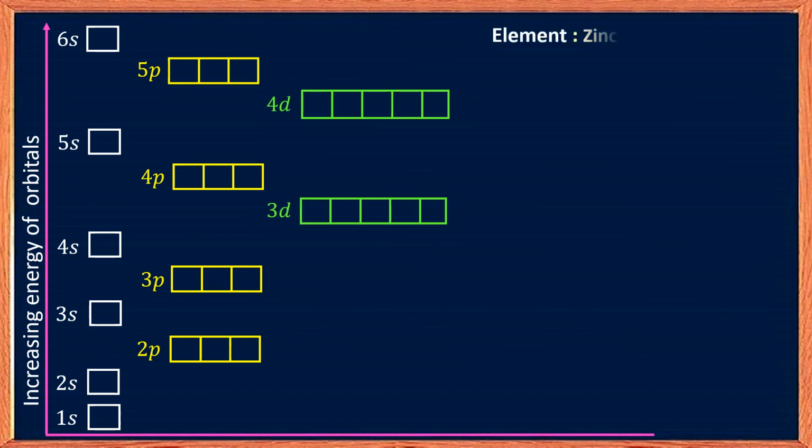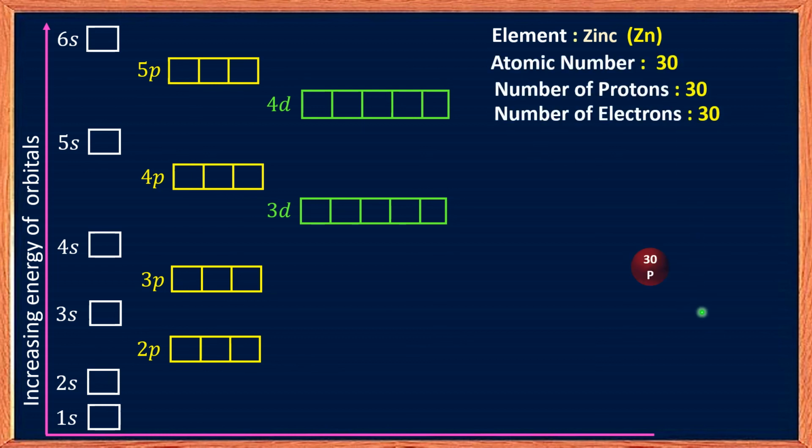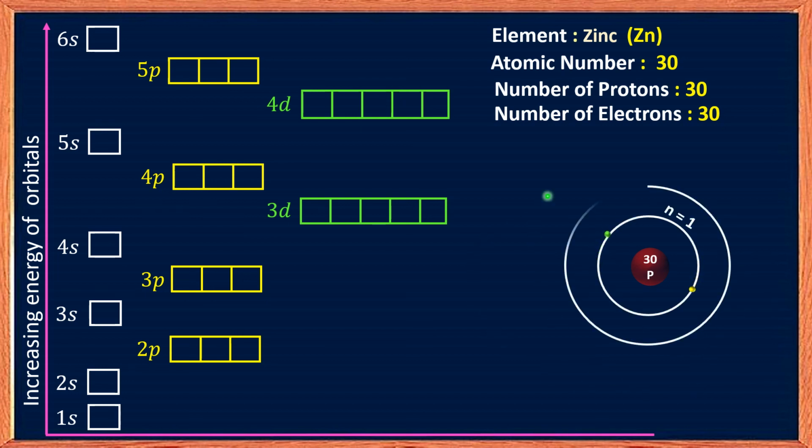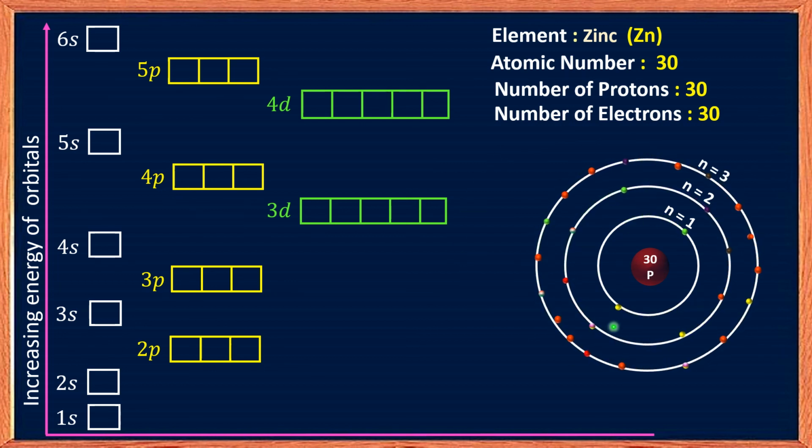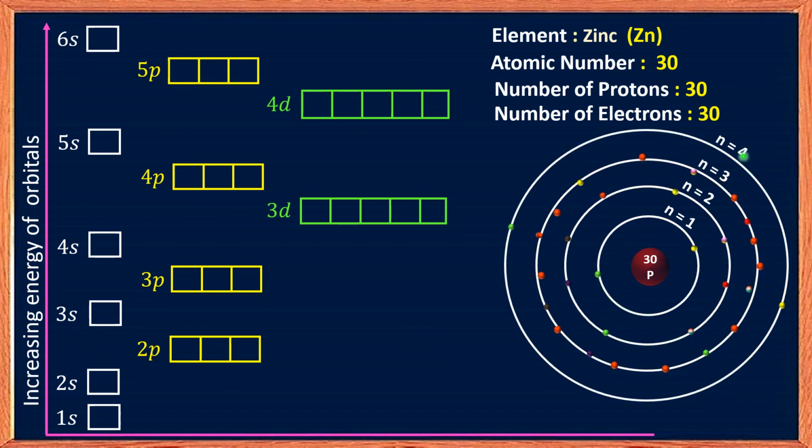And the last one is zinc. Atomic number is 30. 30 protons, 30 electrons, isn't it? See here, 30 electrons are revolving around the nucleus. The first shell contains 2 electrons, the second shell contains 8 electrons, and the third shell contains 18 electrons, whereas the fourth shell contains 2 electrons. Okay, so let us fill all these electrons into various atomic orbitals.